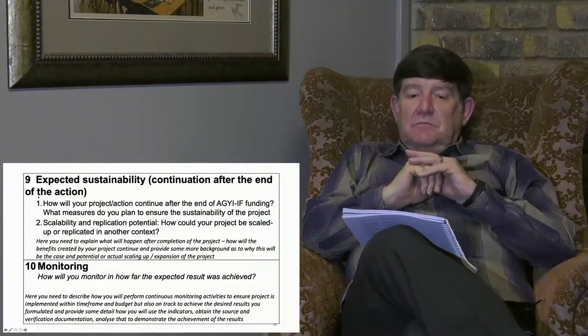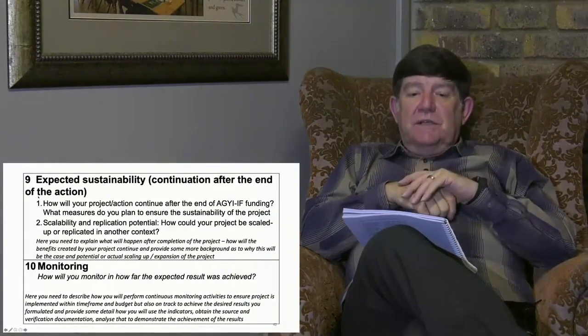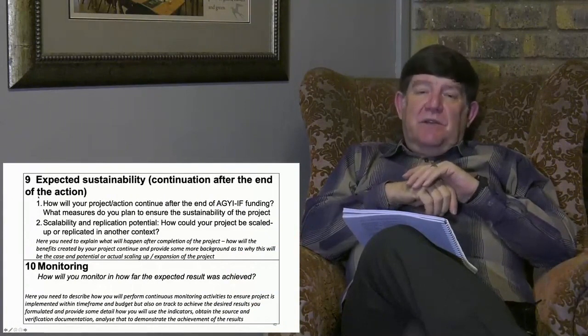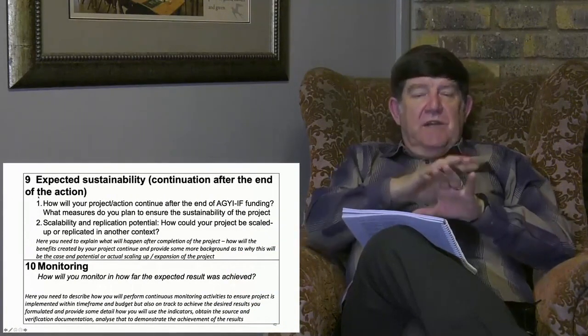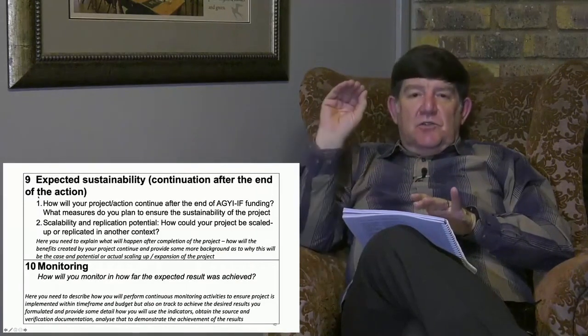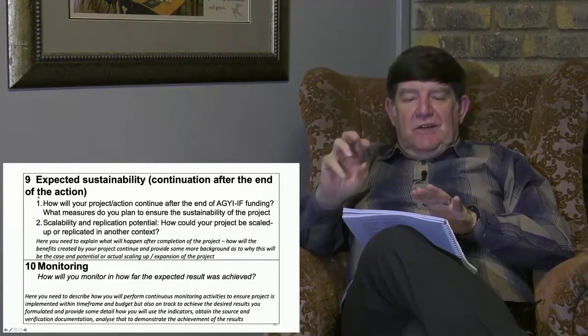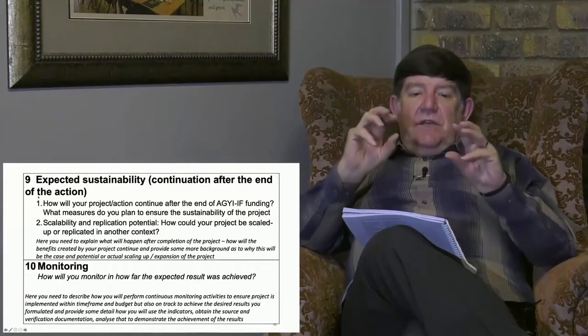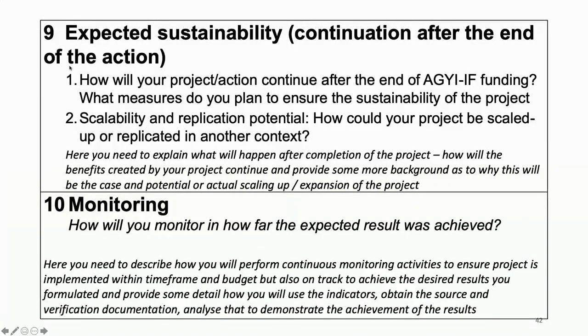Paragraph 10. How will you monitor in how far the expected results were achieved? Once again, we refer back to the log frame. You've got your indicators, you've got your sources of verification, you've got your targets. Here you need to describe how we will perform this continuous monitoring process, from month 1, month 2, month 3, month 4, month 5. We are planning these activities for month 1. This is how we're going to monitor this process.